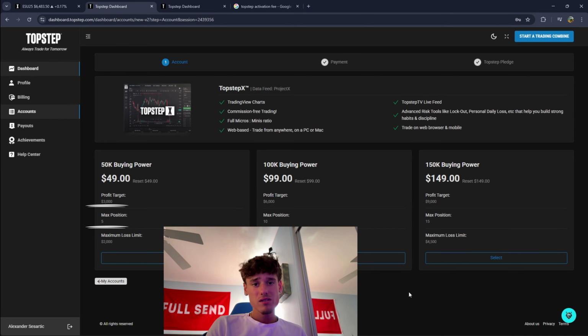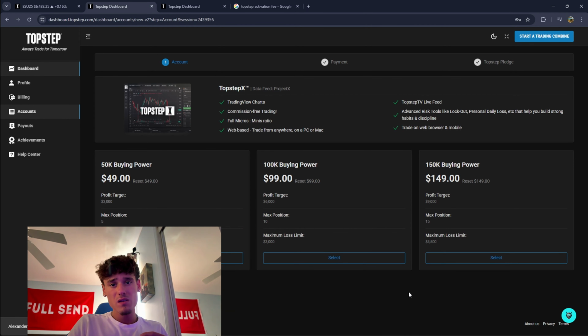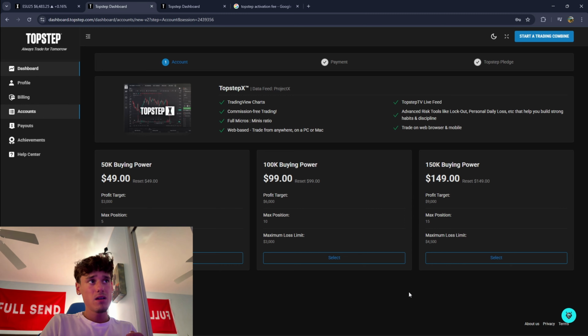Your max position contracts are 5 contracts for the NASDAQ, but if you're trading micros, it's 50. Maximum loss limit is 2K. If you lose 2K, automatically your account is wiped. So, for example, on the first of the month, you get this 50K buying power. So that's your combine at 50K, $50 a month.